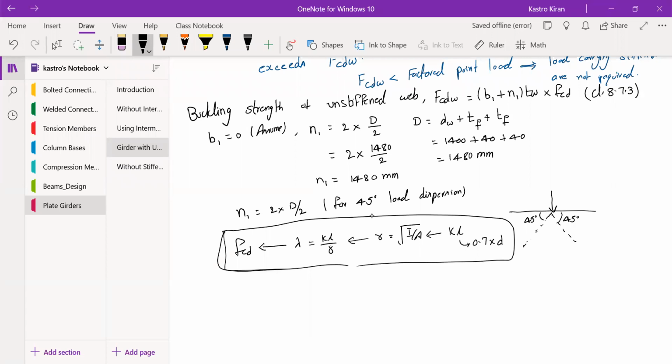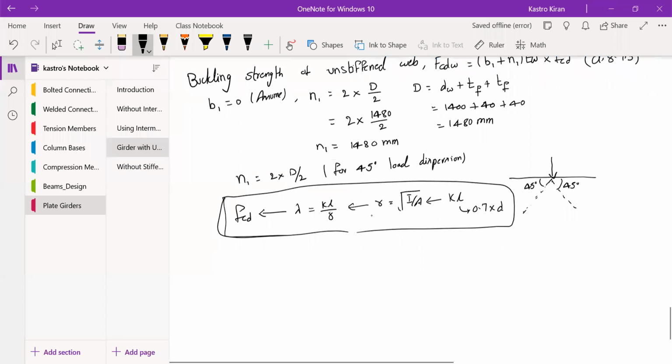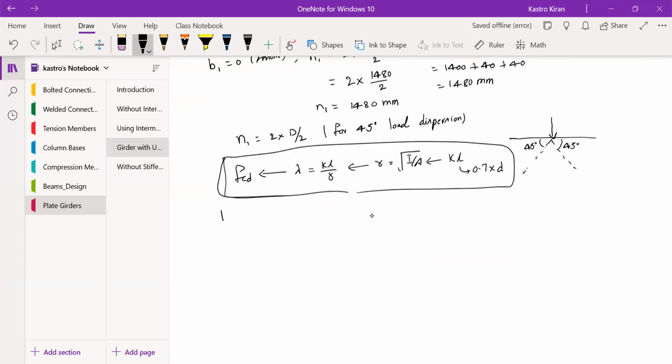Right. So again from table 9C of IS 800/2007, you know the built up sections belong to buckling class C. So you have to use table 9C and then interpolate the value and then extract the value of FCD. So let us solve that. First let me find out the value of KL. So KL equals, I said the formula, that is 0.7 times the depth of the web. So that will be 0.7 times the depth of the web, which is 1400.